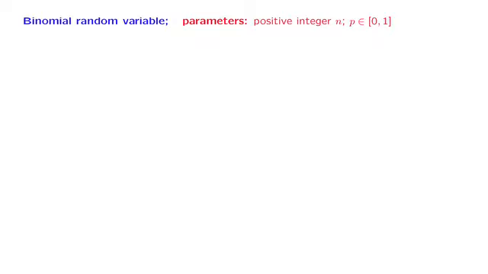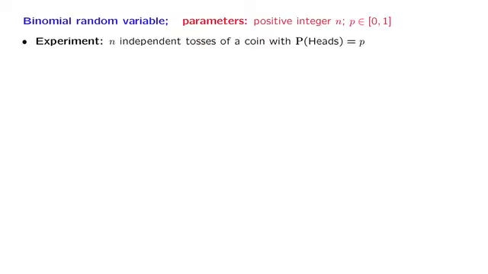The next random variable that we will discuss is the binomial random variable. It is one that is already familiar to us in most respects. It is associated with the experiment of taking a coin and tossing it n times independently, and at each toss there is a probability p of obtaining heads. So the experiment is completely specified in terms of two parameters, n, the number of tosses, and p, the probability of heads at each one of the tosses.